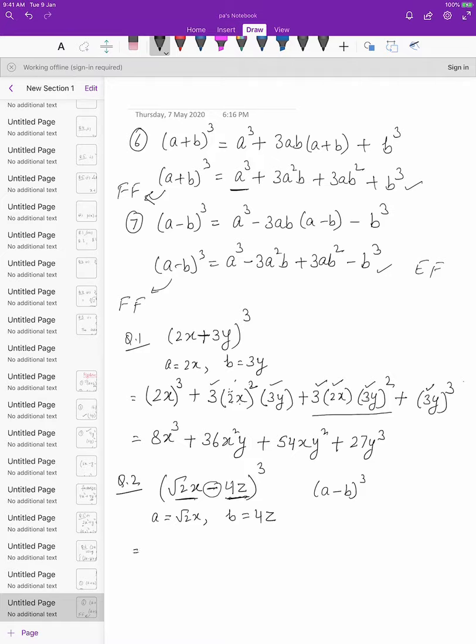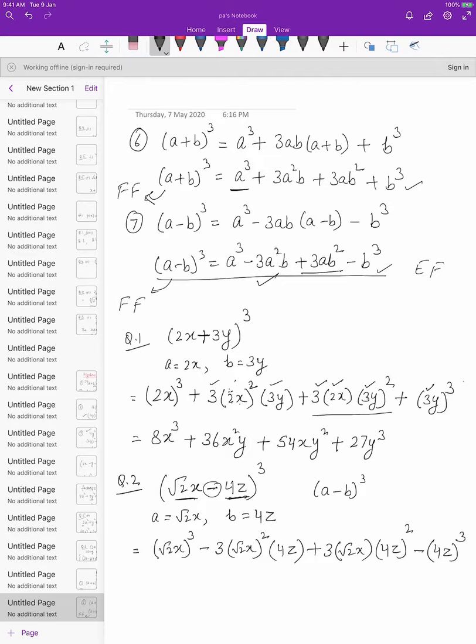Now using the identity, we will get a cube. So I will write root 2x whole cube minus, now just follow this identity, a minus b whole cube, it is minus 3a square b, so 3 and bracket root 2x square, a square, into b, which is 4z. Next term is plus 3a, which is root 2x, into b square, which is 4z square, minus b cube, that is 4z whole cube.